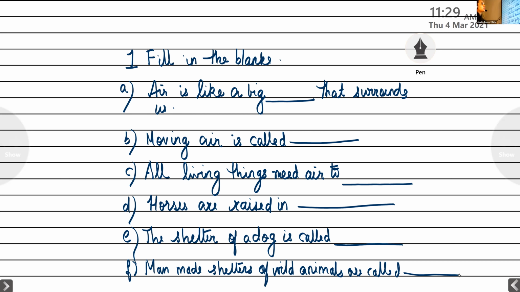The shelter of a dog is dash. And the last one, man-made shelters of wild animals is called dash.